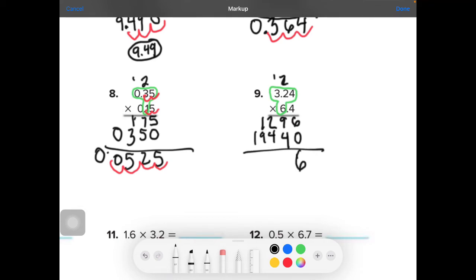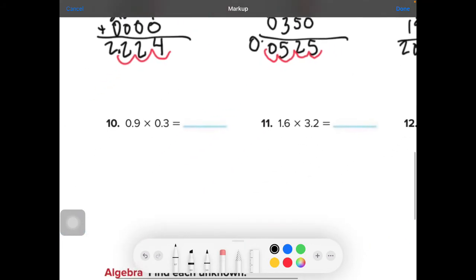Put placeholder 0 there. Bring down the 6. 9 plus 4 is 13. 4, 5, 6, 7. 9 plus 1 is 10. 2. 1, 2, 3. 1, 2, 3. Didn't get my pretty red color, but that's okay. Our answer is 20.736.